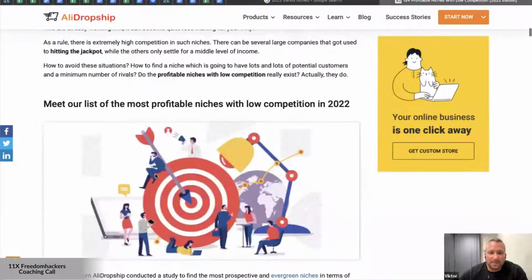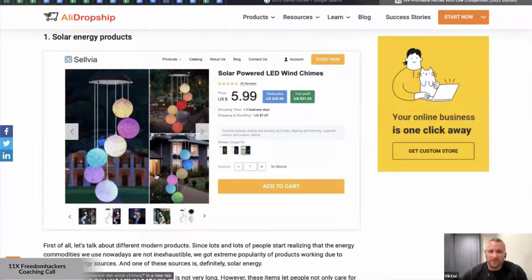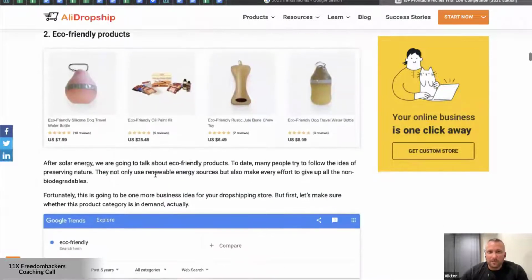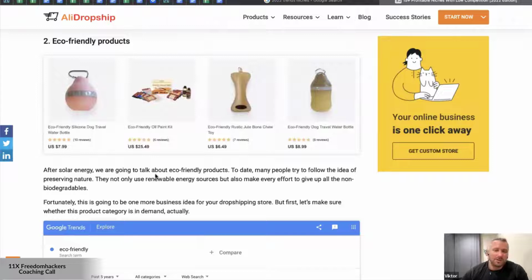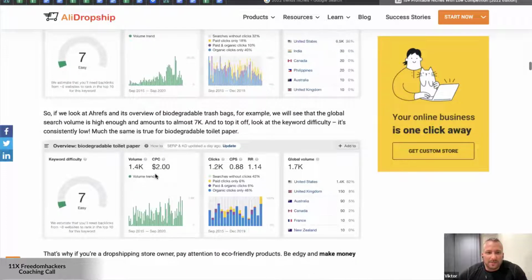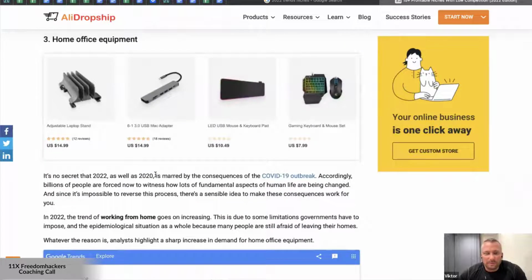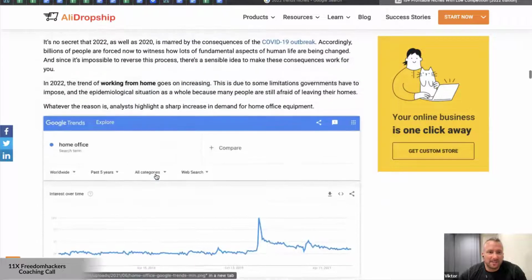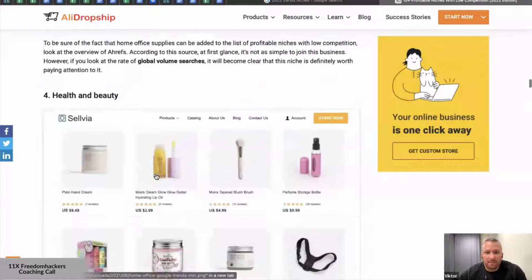Obviously, energy is a big problem, right? Everything solar energy related, products, right? And if you think about it, it's pretty common sense. Eco-friendly products. Again, I see lately a lot of eco-friendly stuff on Amazon actually going up. Then what else? Home office equipment, like everything that makes life easier. These gadgets, these things, right? Health and beauty.